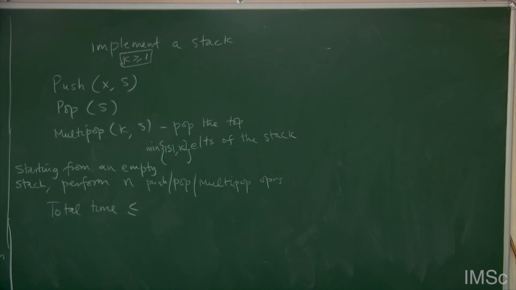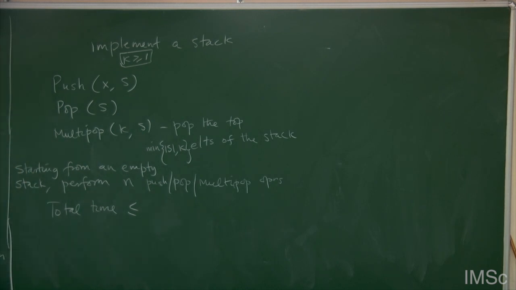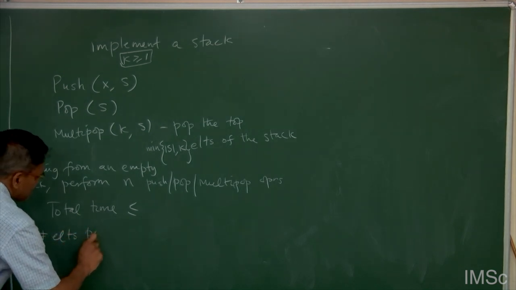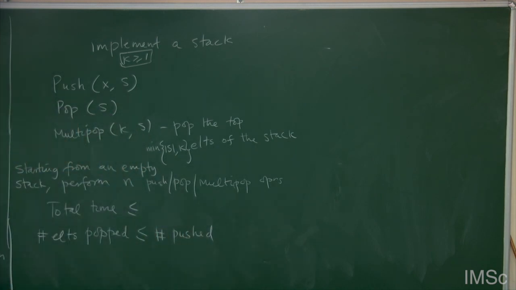Let's say there is some constant time for each of these operations. Some constant here, some constant here, and here it's actually the minimum of this. You can pop only if you can push. So what will be the total time? Let's say the total number of elements popped is at most the total number of elements pushed, right? I'm going to have a constant, 1 unit for each one of them.